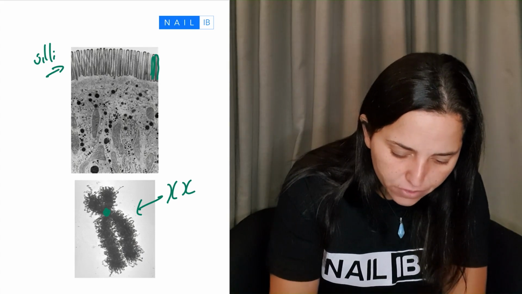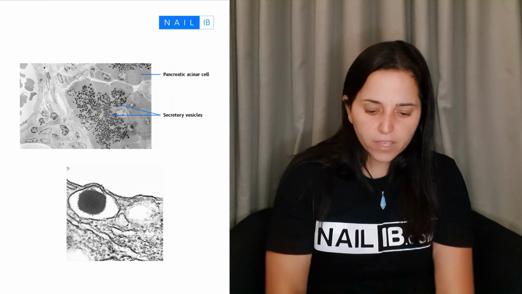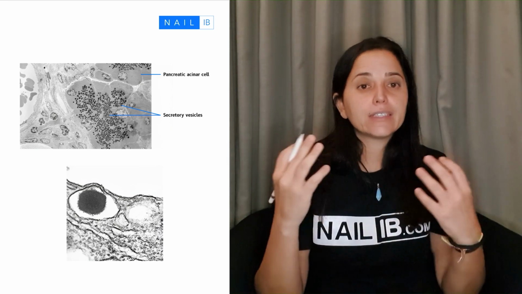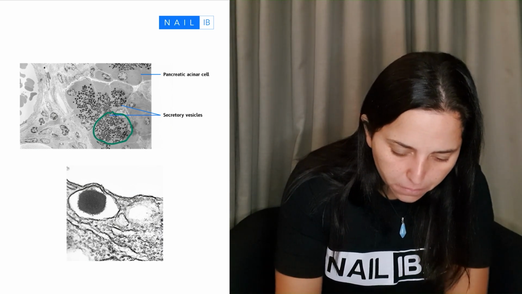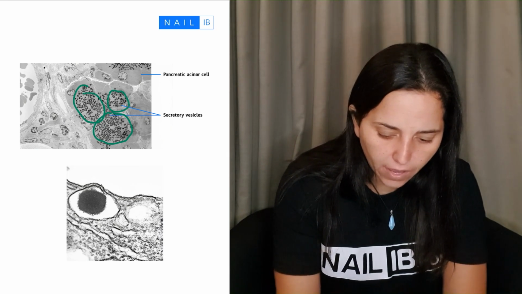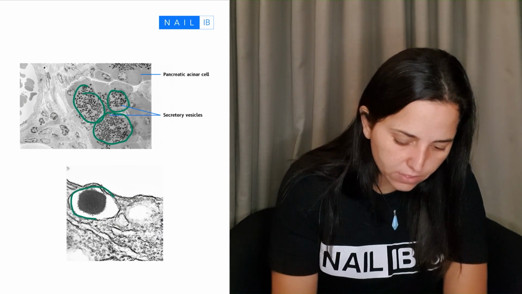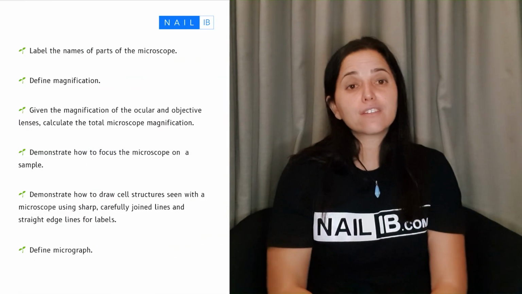And here you might have some of the mitochondria going on. And then right here, we have basically the pancreas cells. We have secretory vesicles right here, all of them packed together as one. So you have the pancreatic cell, and here you can see a bigger one. It's more zoomed in on these little circles. So this is it for this section.